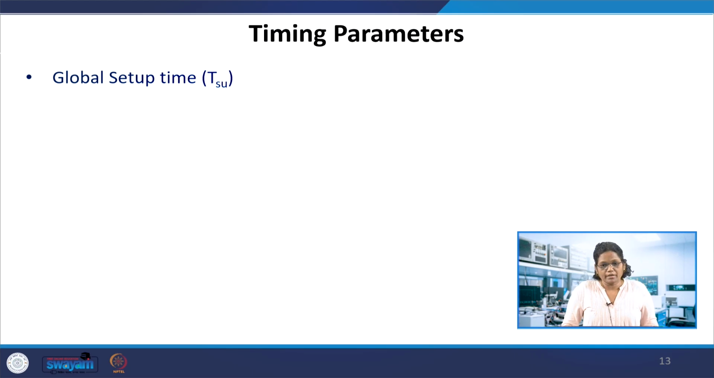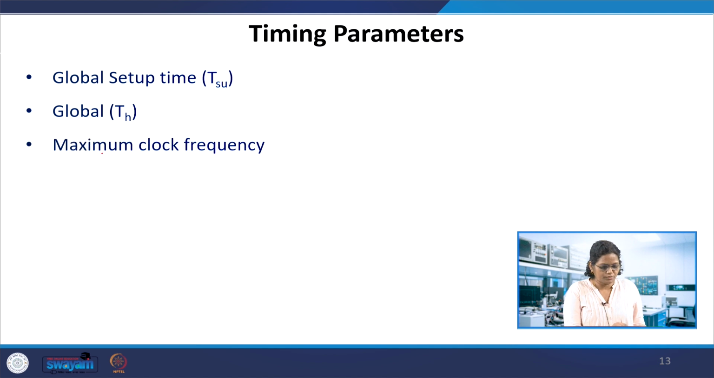Also global setup time, TSU, and global hold time are parameters involved. These are not the setup time and hold time of the flip flops and latches; they are for the whole circuit including the flip flops and latches. Also the maximum clock frequency, what clock frequency is required for this particular circuit, and the clock skew, whether it is involved or not.